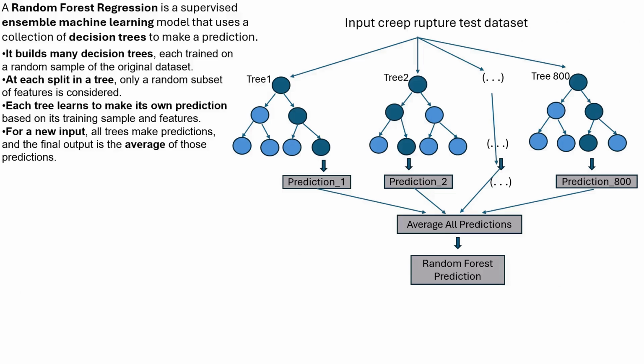A random forest regressor is a supervised ensemble learning model that predicts continuous values using a collection of decision trees. Here's how it works. It builds many decision trees, each trained on a random subset of the data. At every split within each tree, only a random subset of features is considered, which helps introduce diversity among the trees. Each tree makes its own prediction for a new sample, and the final prediction is simply the average of all these predictions. This approach reduces overfitting and improves the model's ability to generalize.